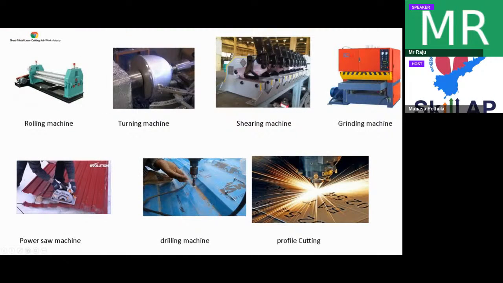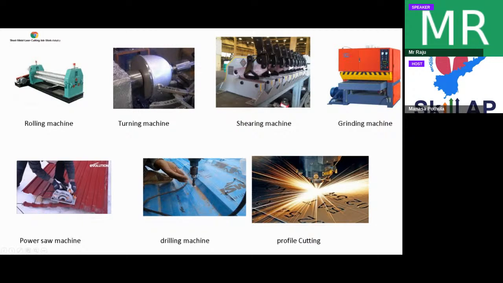These are the various machines that we use in the sheet metal process. The first one is the rolling machine. It is used to roll the sheet metals into rolls. And then we have the turning machine. Here the sheet metal is turned, and the cutting tool is used to cut it in necessary places and with necessary dimensions.